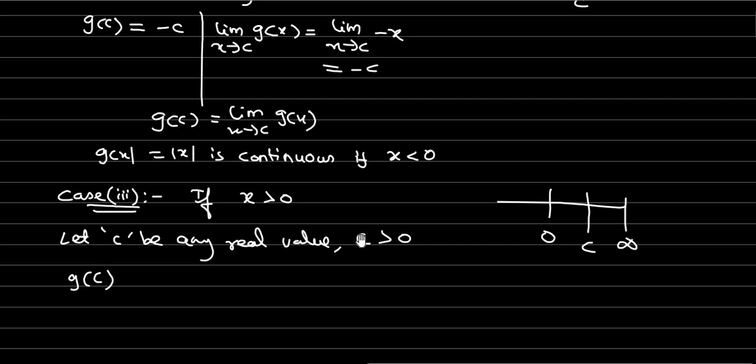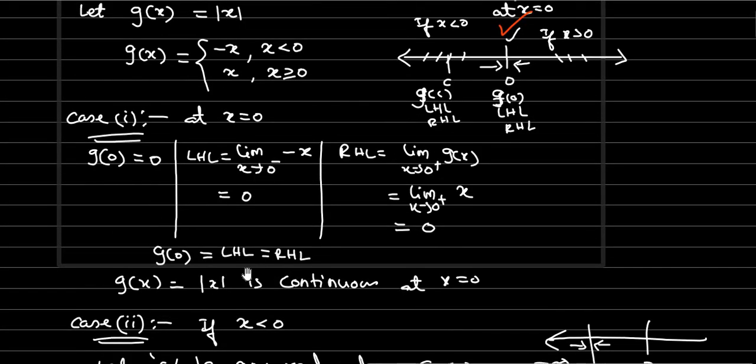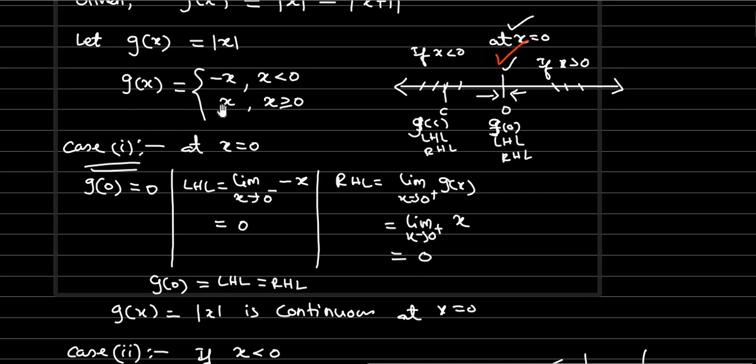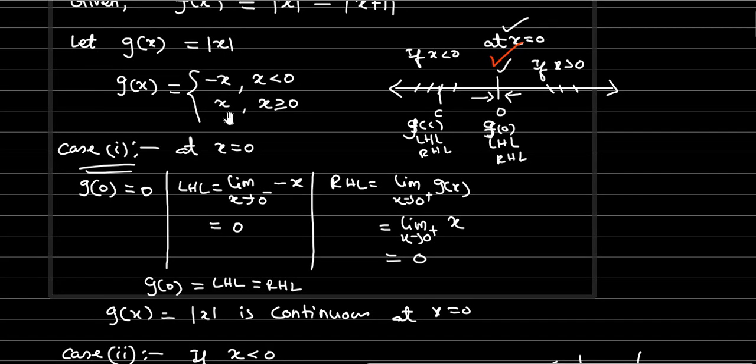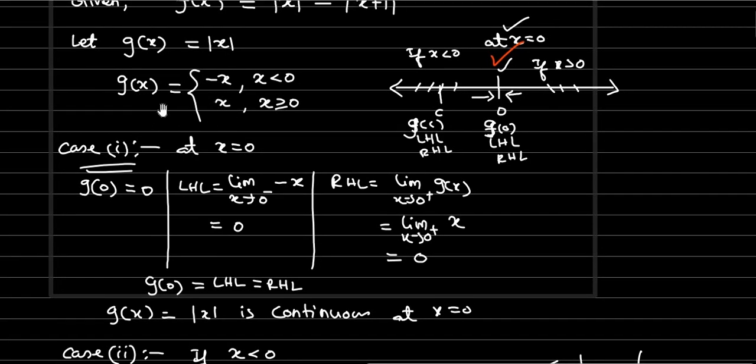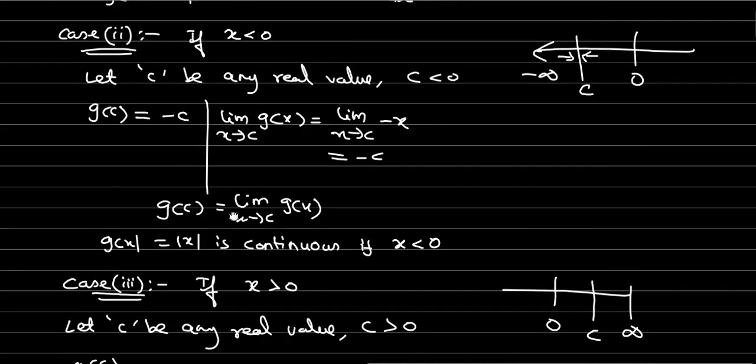So what is a suitable function? C is greater than 0. If it is greater than 0, what is the exact function here? Suitable function is x. So g of x equal to x, then g of C will be C.